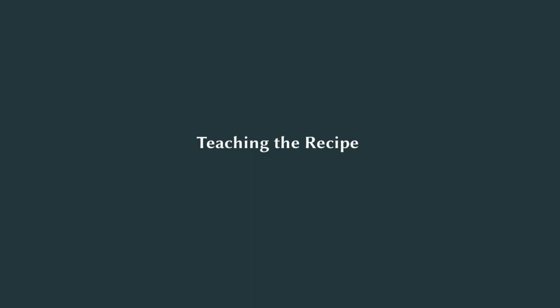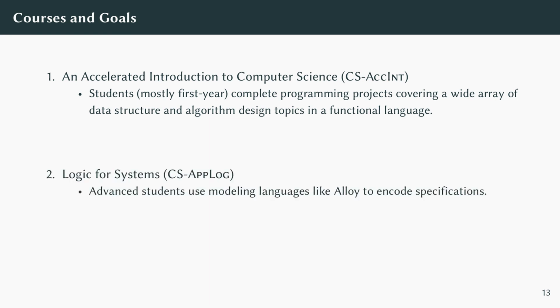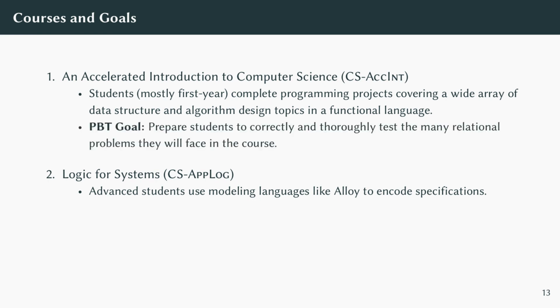At Brown University, we teach this recipe in two different courses, with very different populations and subject matter for very different reasons. The first is an accelerated introduction to computer science, where mostly first-year students complete programming projects focused on data structures and algorithms using a functional programming language. The second class, Logic for Systems, has upper-level students use modeling languages like Alloy to encode specifications. In the accelerated intro, we teach this recipe so that students can correctly and thoroughly test the many relational problems that they'll face in the course.